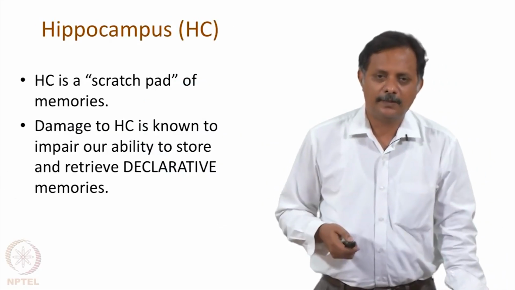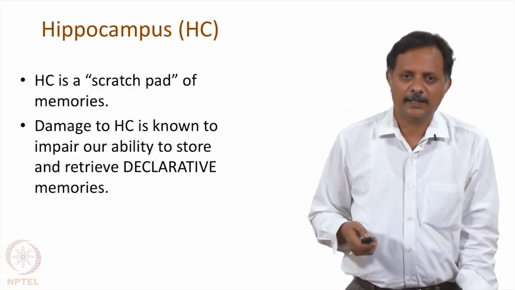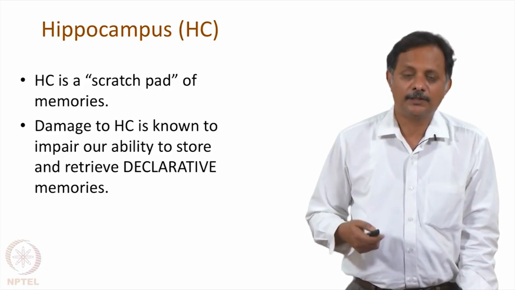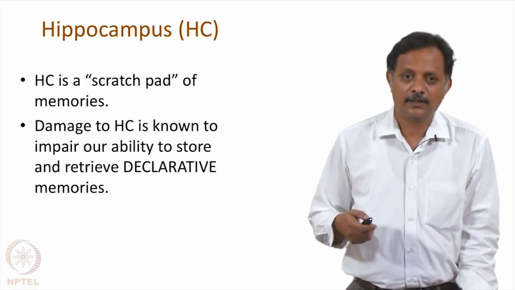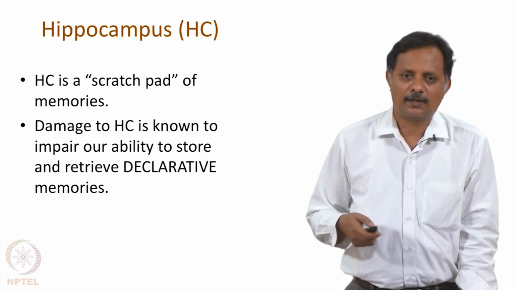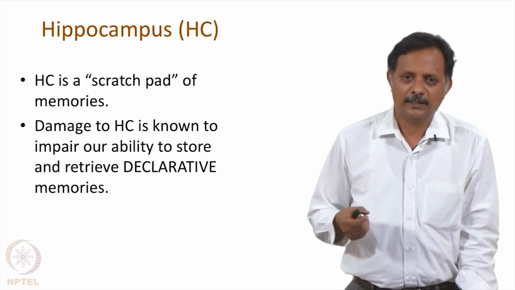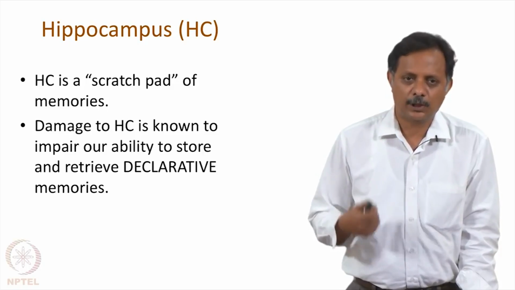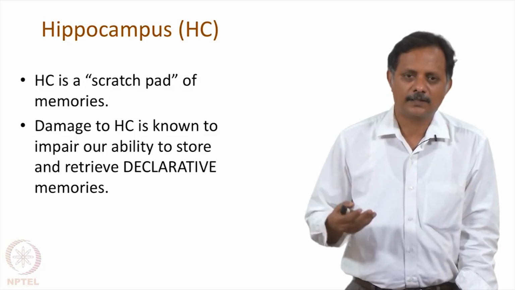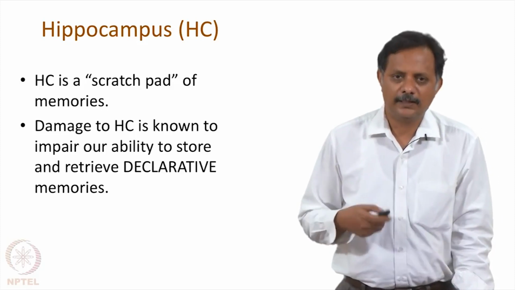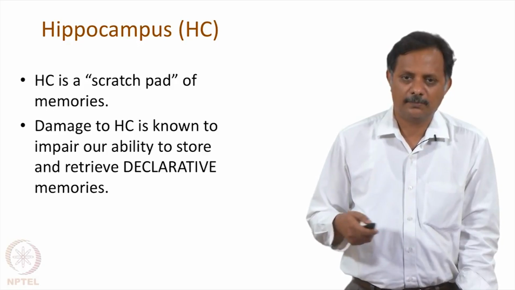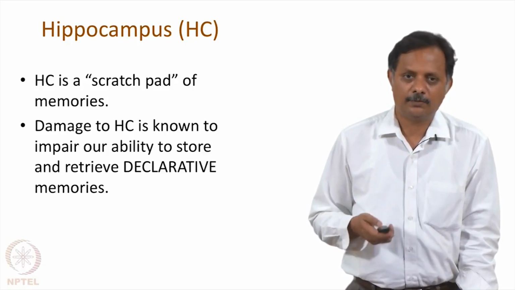So, the hippocampus is a very important subcortical structure in the brain, which plays a major role in storage and consolidation of memories. It is called the scratch pad of memories because this is where you store information or memories for a short term, after which they are passed on to long term stores in the cortex. Any damage to the hippocampus is known to impair our ability to store and retrieve declarative memories.